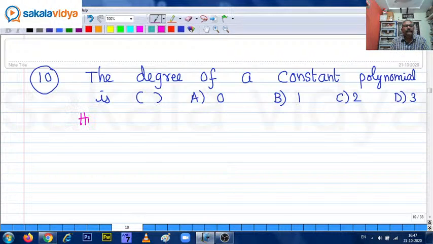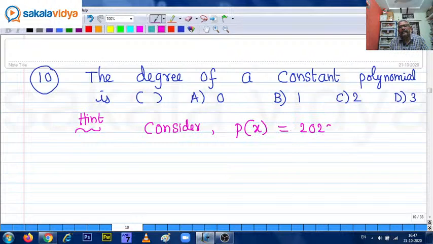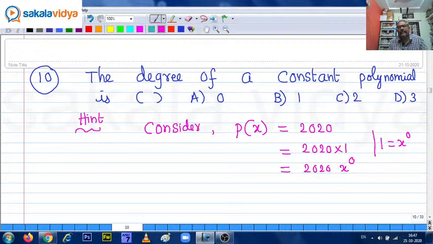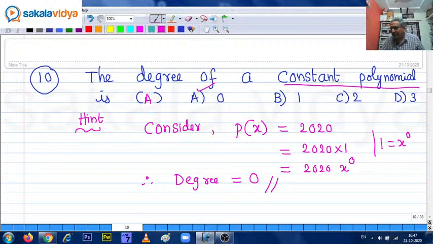Here see the hint. Consider a constant polynomial, p of x equals 20. It's a constant. This we can write as 20 into 1, and this 1 can be written as x to the power of 0. So it is 20 into x to the power of 0. What is the exponent of this variable? 0. This 0 is called degree. Therefore, degree is equal to 0. Degree of a constant polynomial is always 0. So option A is the right option.